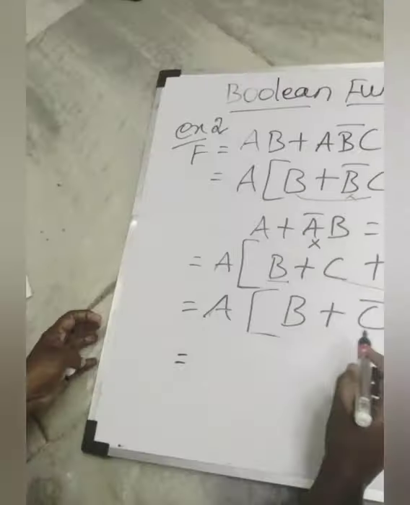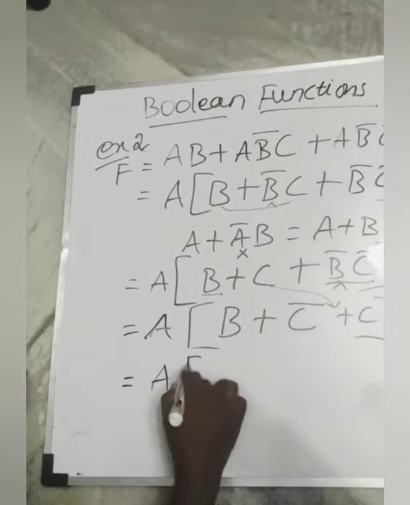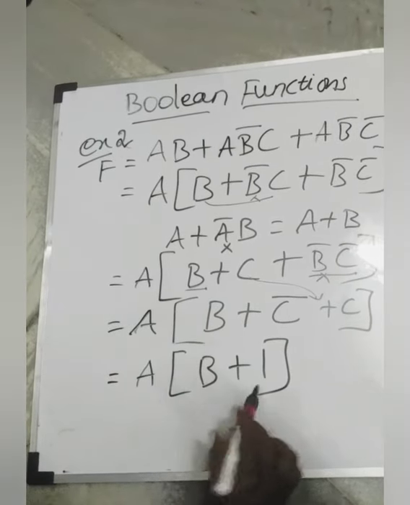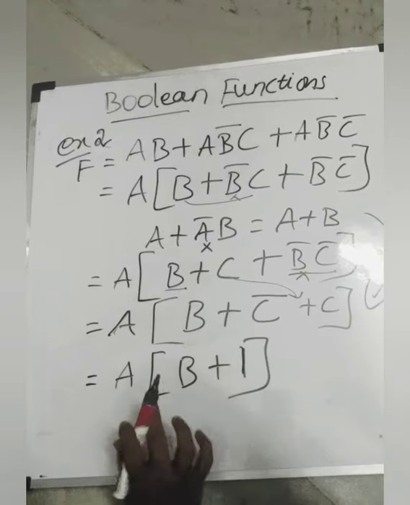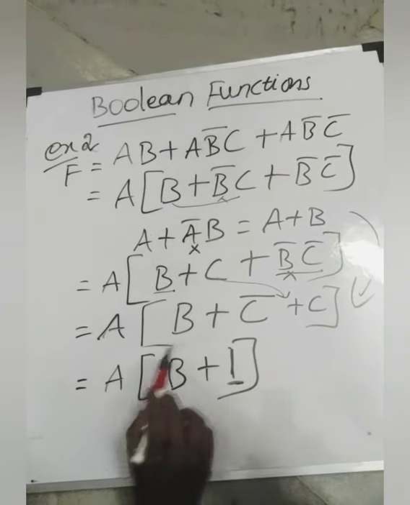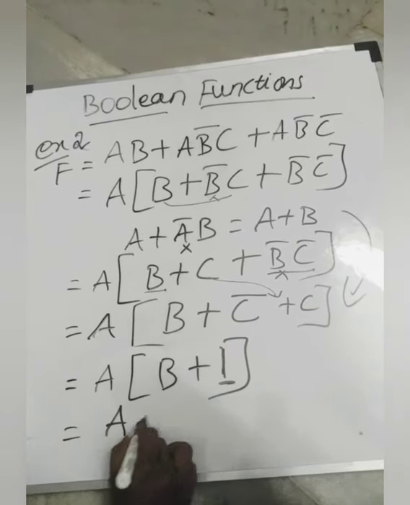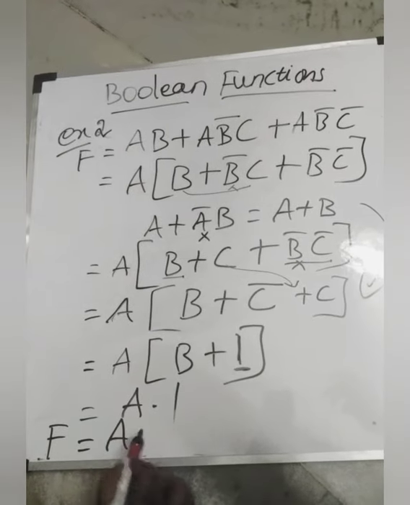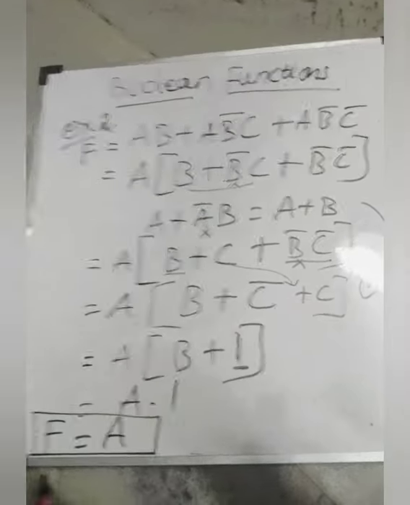And here C bar plus C gives 1 only, B plus 1, and again here, see here, any variable ORed with 1 will give the result as 1 only. So A into 1, and finally F is equal to A. This is your finalized Boolean expression.